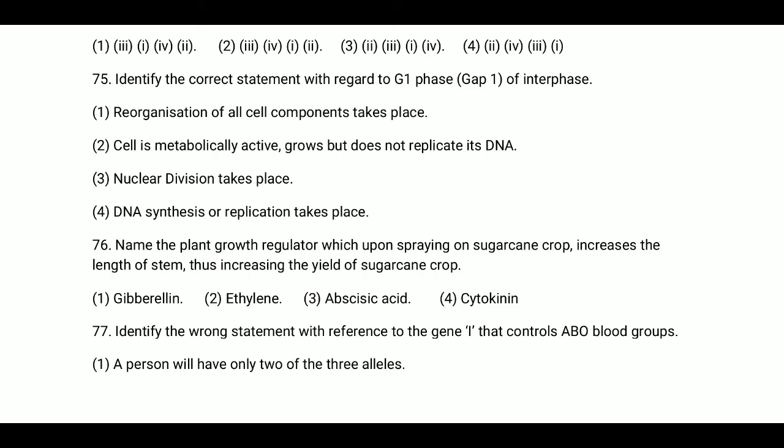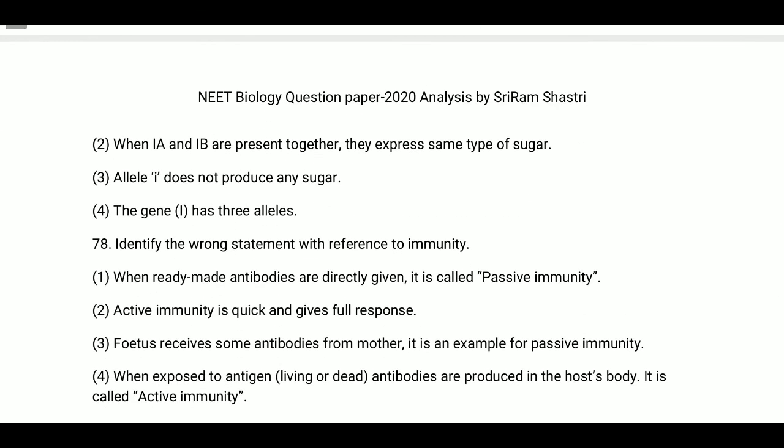Identify the wrong statement with reference to gene I that controls ABO blood groups. A person will have only 2 of 3 alleles. When IA and IB are present together, they express same type of sugar. Allele i does not produce any sugar. The gene I has 3 alleles. Now this is the question, and options are also in front of you.